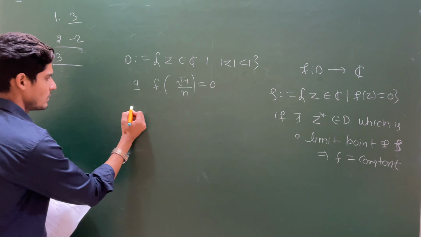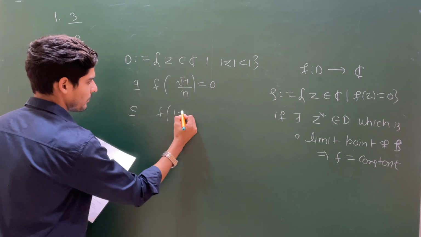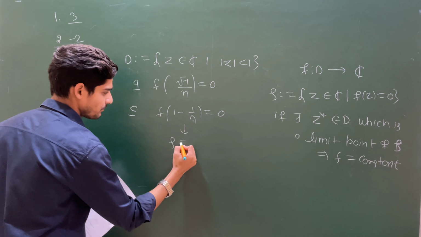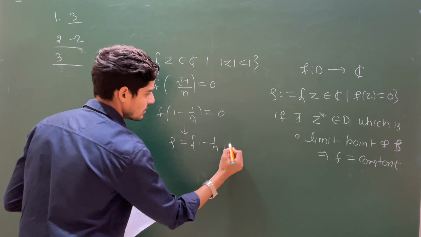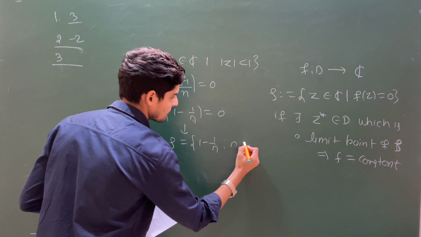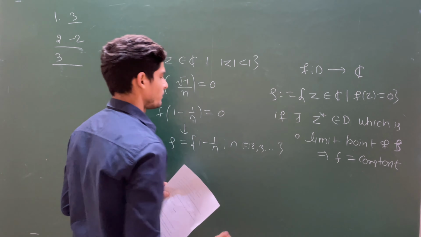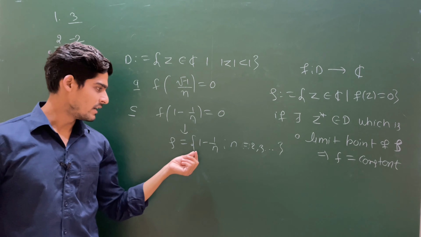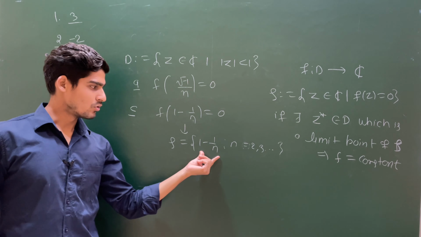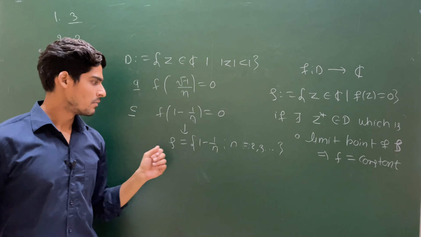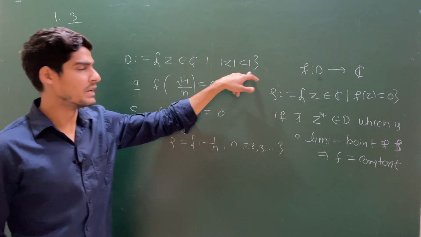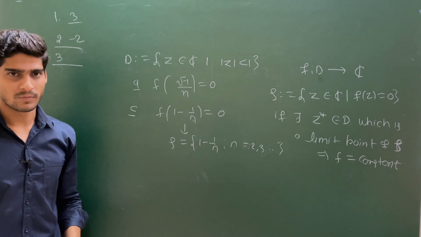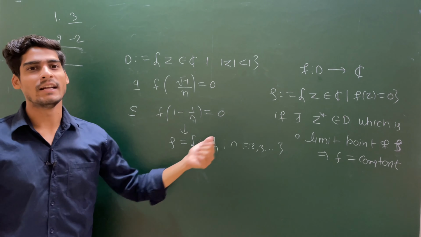What about option C? F at 1 minus 1 by n is 0. If you see the set S, this is the collection of all such points, 1 minus 1 by n, where n is 2, 3 and so on. As n approaches infinity, this sequence converges to 1. So 1 is the limit point of this set, that is the obvious one. But 1 is not inside this domain D, because this is the open unit disk. So in this scenario, you cannot use the identity theorem. You cannot argue that there does not exist any non-constant analytic function.